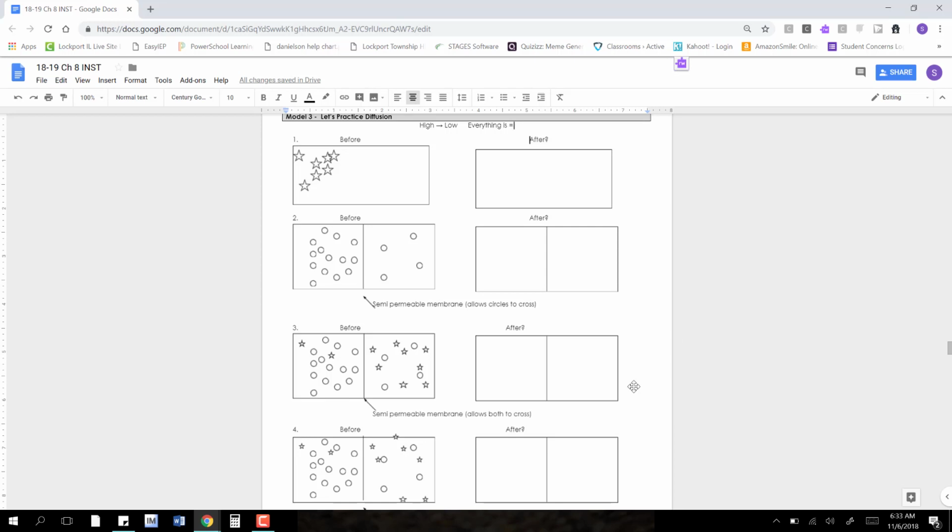If you finish this, please make sure that models 1 and 2 are completed in your packet and that your intro to cells Ed puzzle is done.